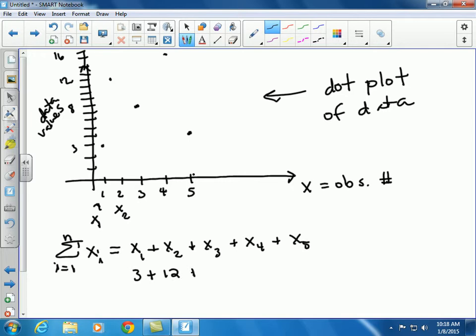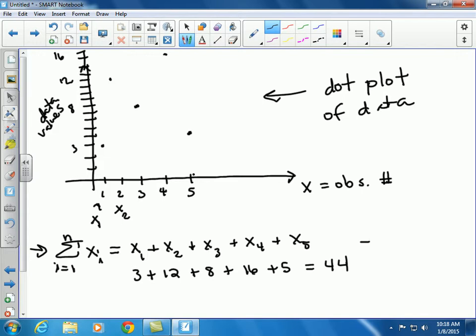So I do 3 plus 12 plus 8 plus 16 plus 5. And you can see that that total, if you add all those up, is 44. So this notation of the summation is just a way to say add them all up. Sometimes in statistics we don't put the n because we always add up all the data points.